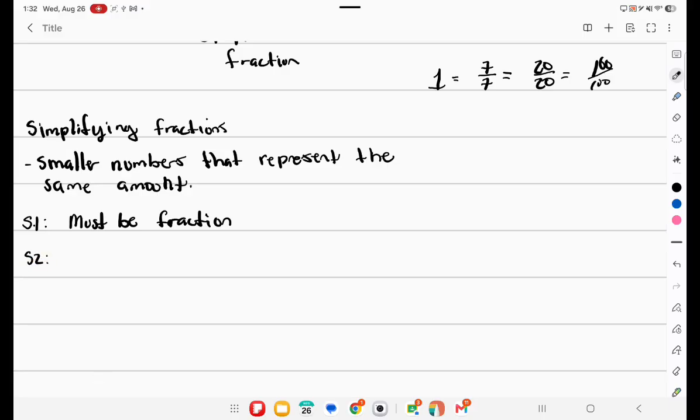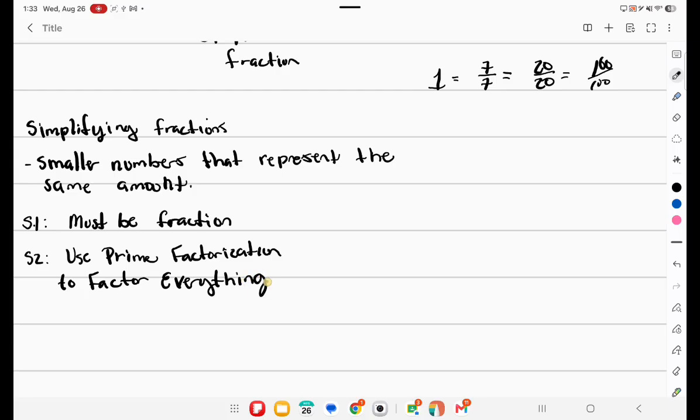Step two, use prime factorization to factor everything. See, I got to stop saying it like that, and just write the thing. Then my boss be like, I ain't saying it right. All right? So use prime factorization to factor everything.